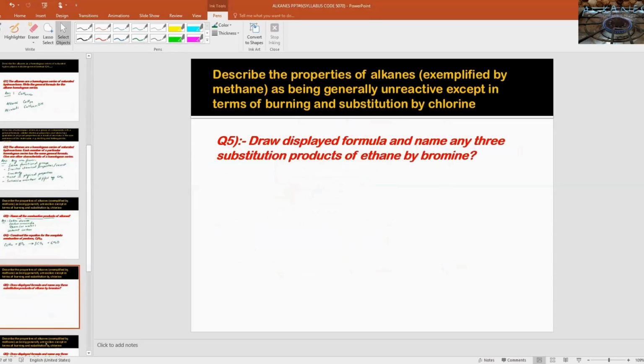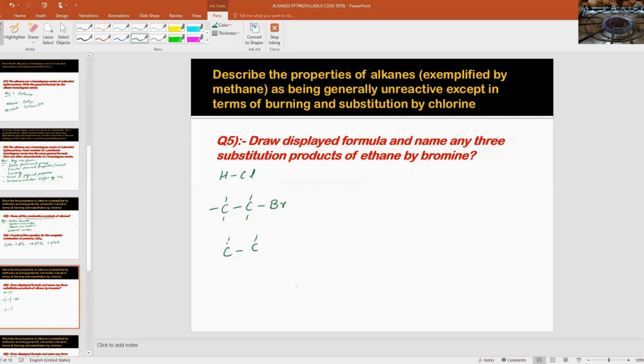Draw displayed formula and name any three substitution products of ethane by bromine. You can draw displayed formula and names of any three from the following substitution products of ethane by bromine. Here's one. This is a formula of ethane. I will replace one of the hydrogens by bromine. I am not showing hydrogen here.